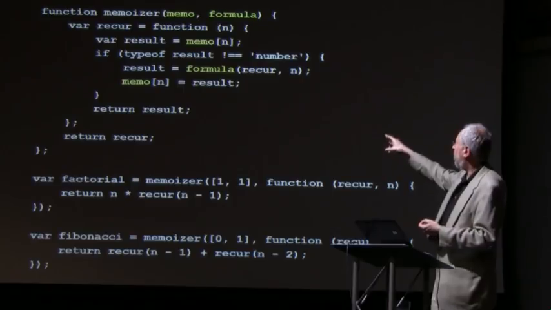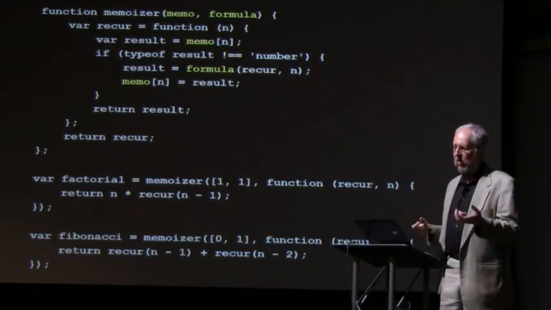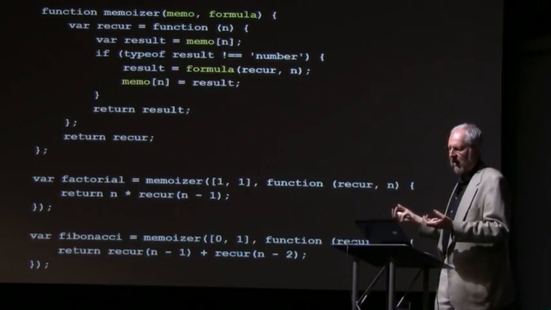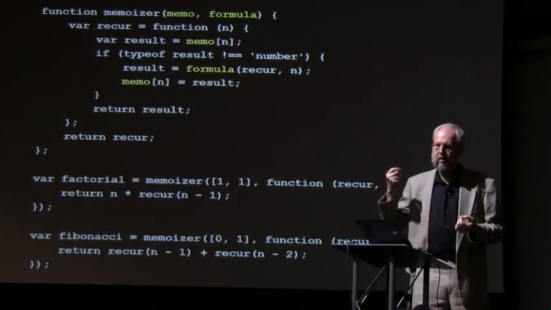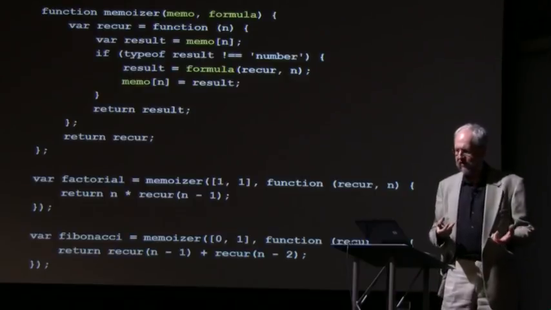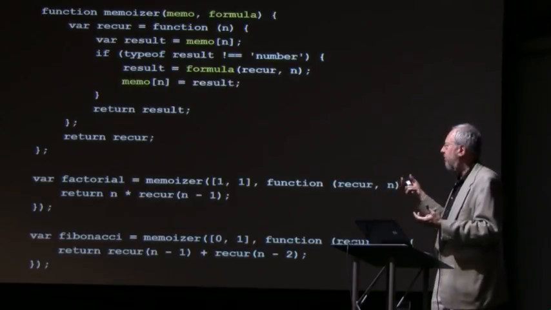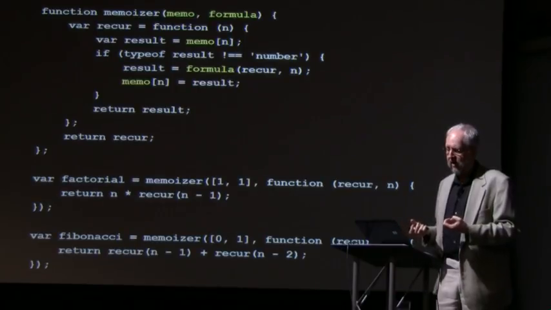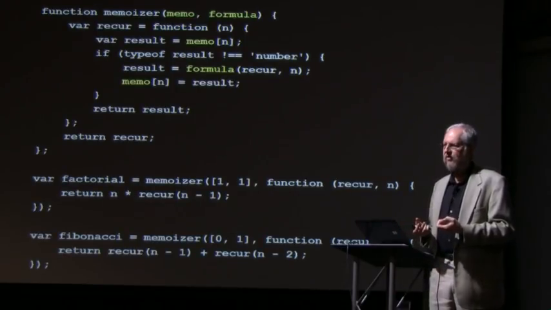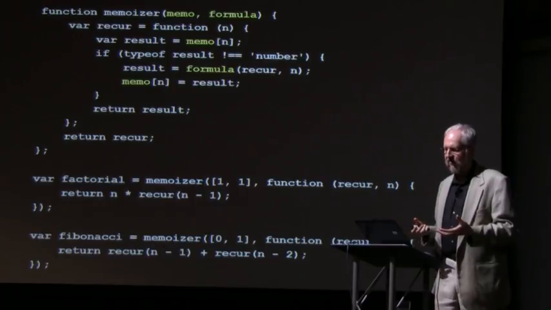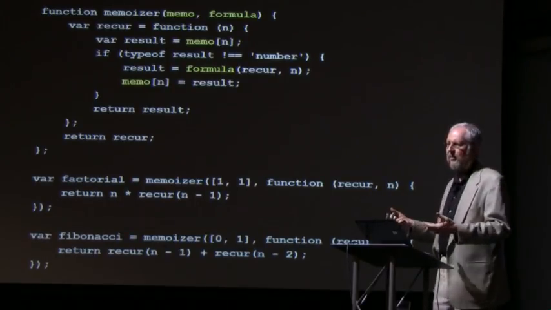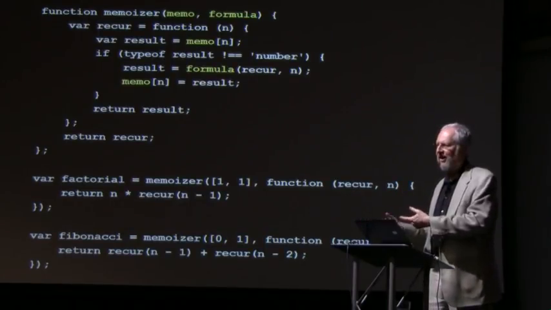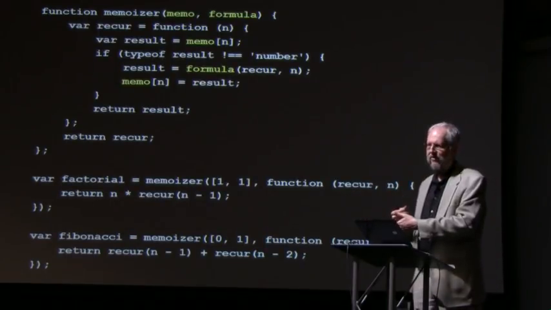And so when we go up to the memoizer, it takes that memo array and it takes the formula that we just passed in, and it will create a recurrence function, which is the thing that we'll call for each iteration, which will first look to see if we already have the result that we need in the memo array. And if it does, then we're done. And if not, then we will call the formula passing in itself, its own recurrence function, so that it can do the next step.